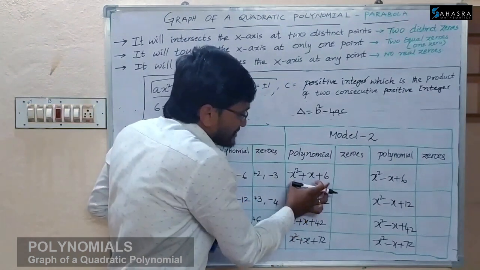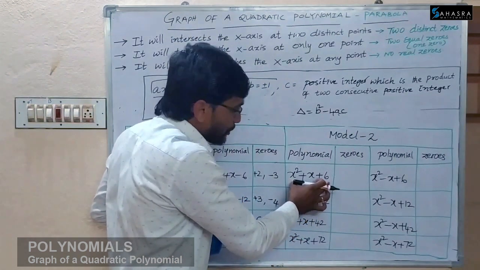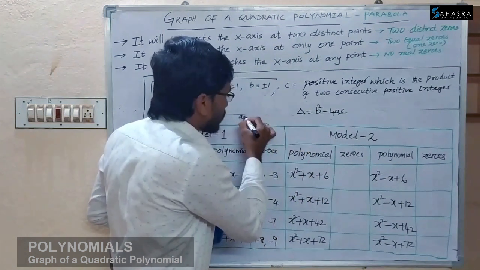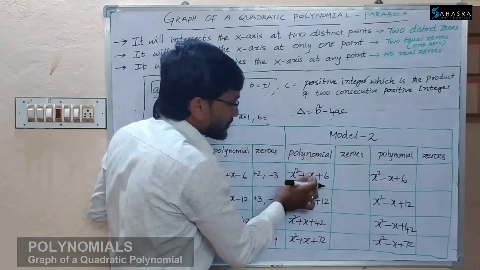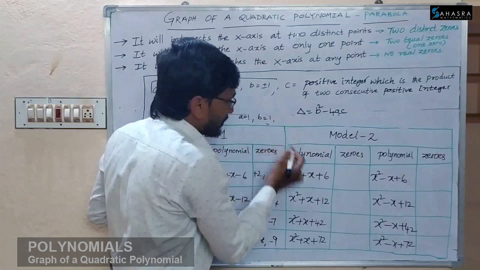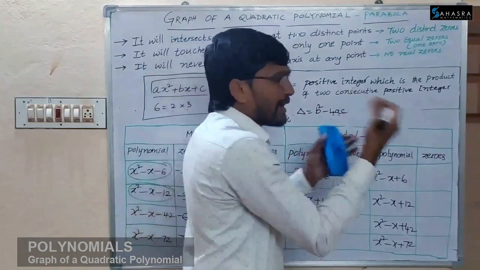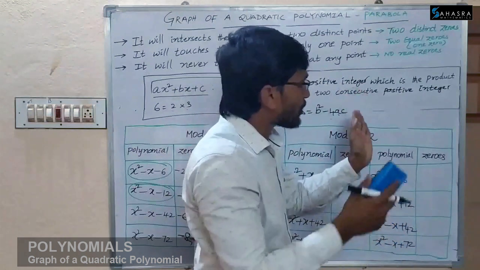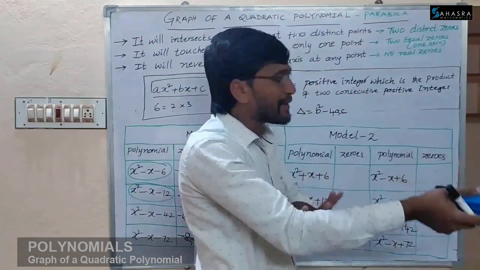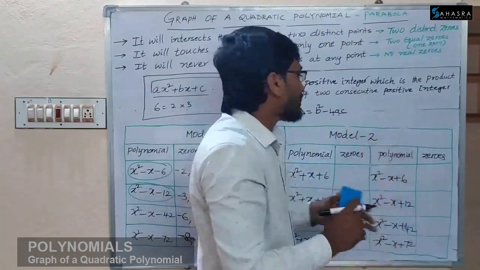So let us consider x square plus x plus 6. It is the polynomial. What is the value of a here? 1. What is the value of b? The x coefficient, nothing but plus 1, nothing but 1. What is the value of c? 6. If it is less than 0, then the graph of the quadratic polynomial never touches the x-axis at any point, so that it has no real zeros.